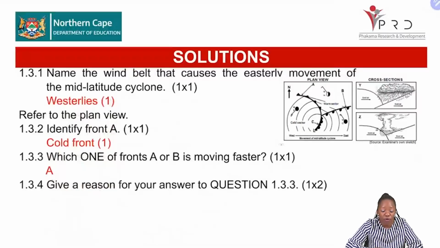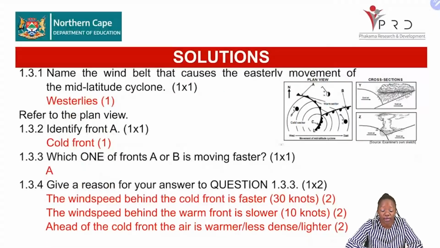Then 1.3.4, give a reason. Why are you saying the cold front is moving faster than the warm front? You will remember that the wind speed behind the cold front is faster because it has a strong wind there. The wind speed behind the warm front is slower. You will remember there is 10 knots, which means the wind is decreasing, because it is a warm front, so the wind is slower. Also, ahead of the cold front, the warm air is less dense, or lighter. So that's the reason why it is moving faster, because of the wind speed behind the cold front.